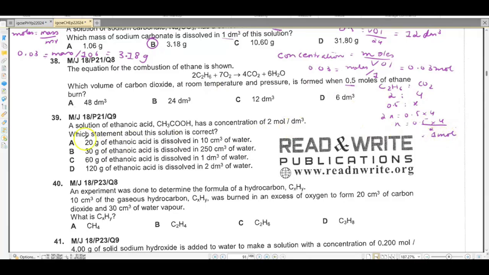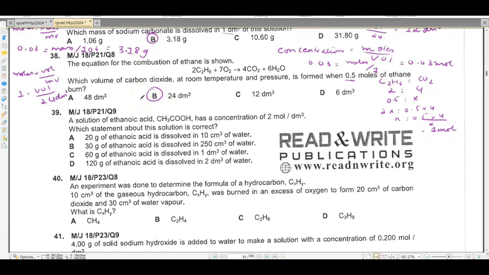Once we have the moles, we can find the volume. Moles is equal to volume over molar volume. Moles are 1 mole, volume we are looking for, and since the answer is in decimeter cubed, we are going to use the value of molar volume in decimeter cubed. So this gives us a volume of 24 decimeter cubed, which is B. Okay.